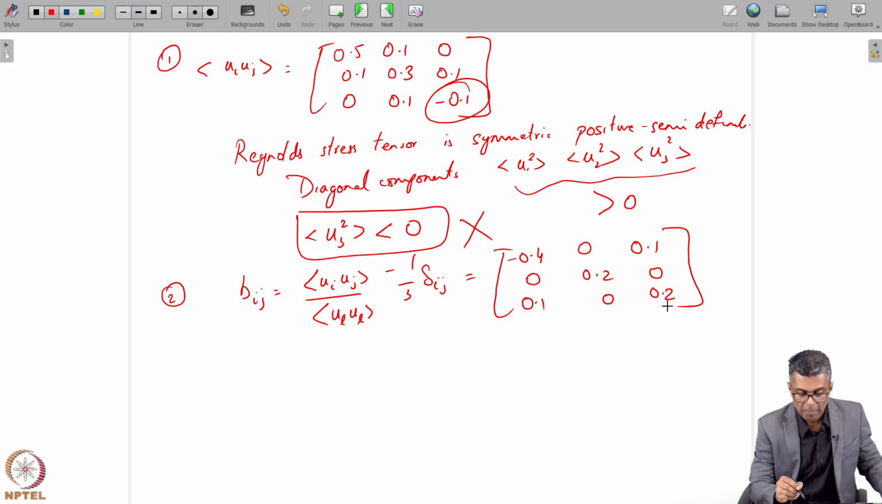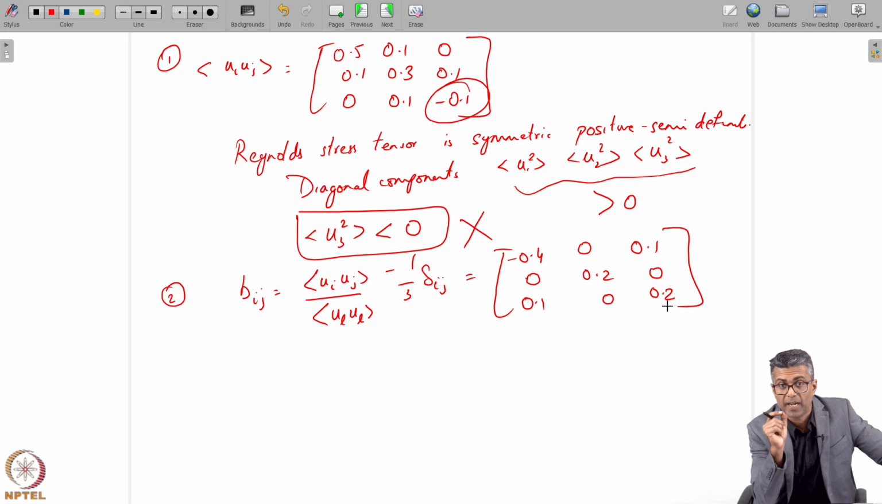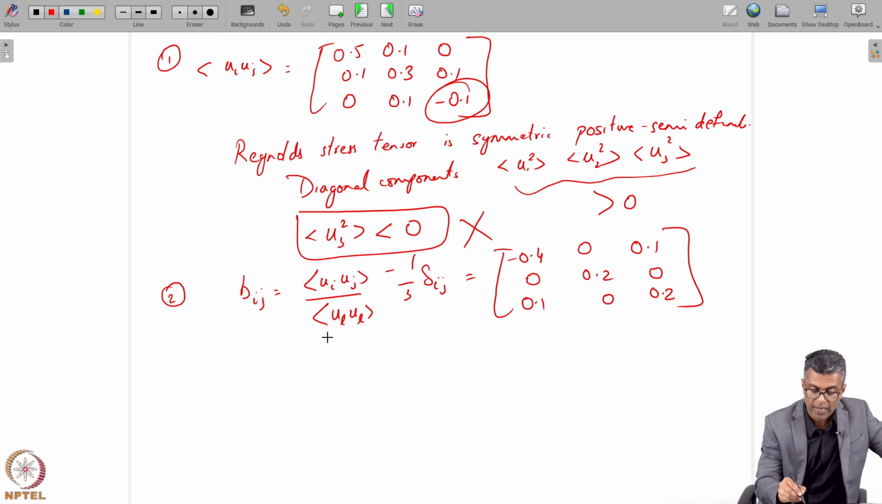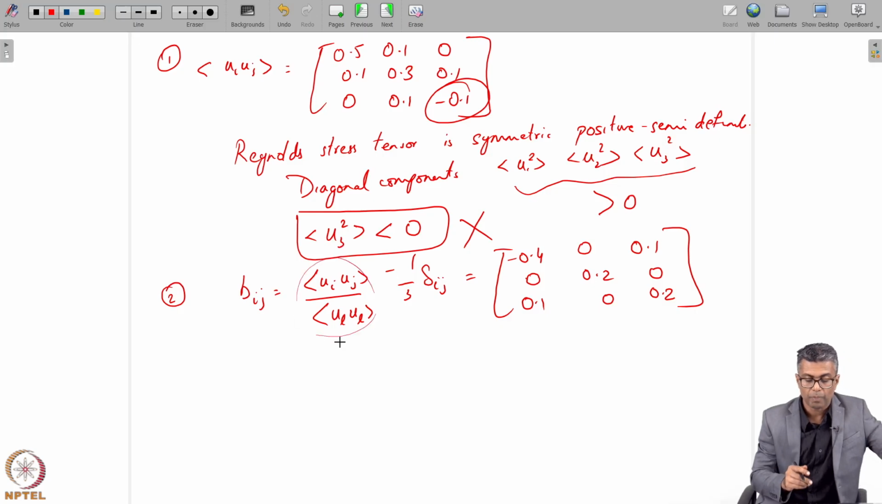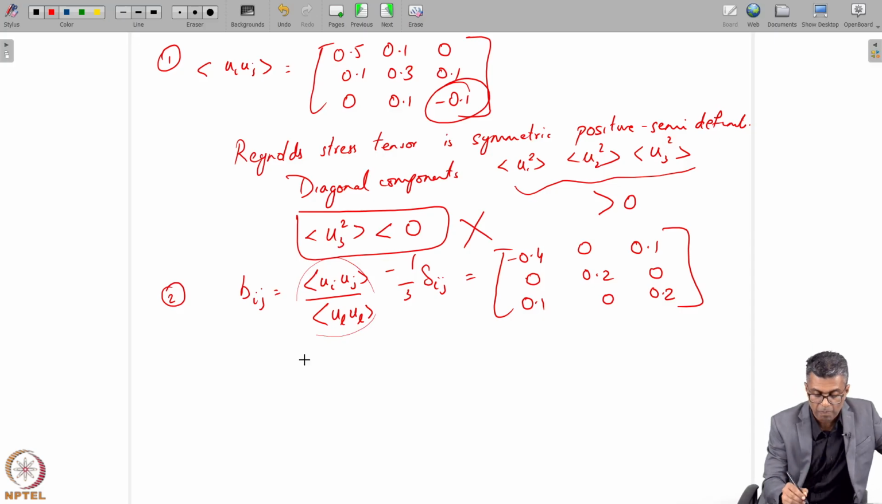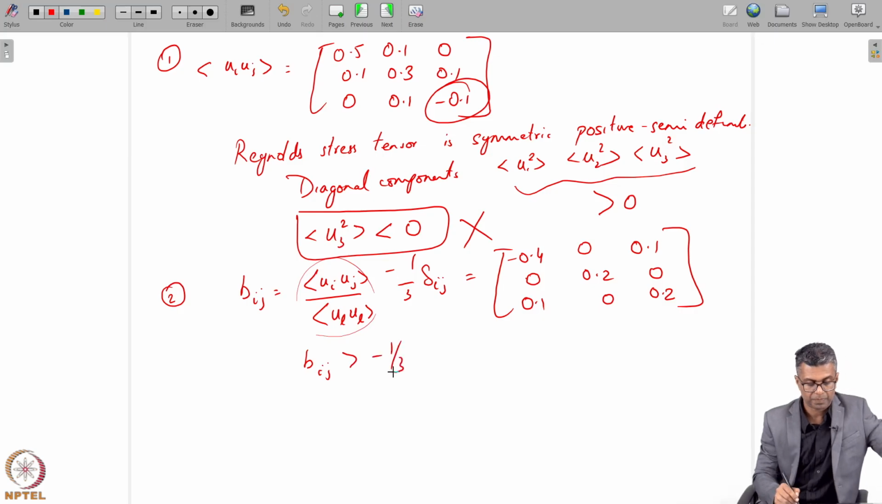What is the minimum value that this should have? The minimum, as in the minimum value that Bij should have. The minimum value that Bij should have would depend on the fact that this would be what? This would be 0, right? If that is 0, that is when you have the minimum value. And then the minimum value would be minus 1/3. So Bij has to be greater than minus 1/3.